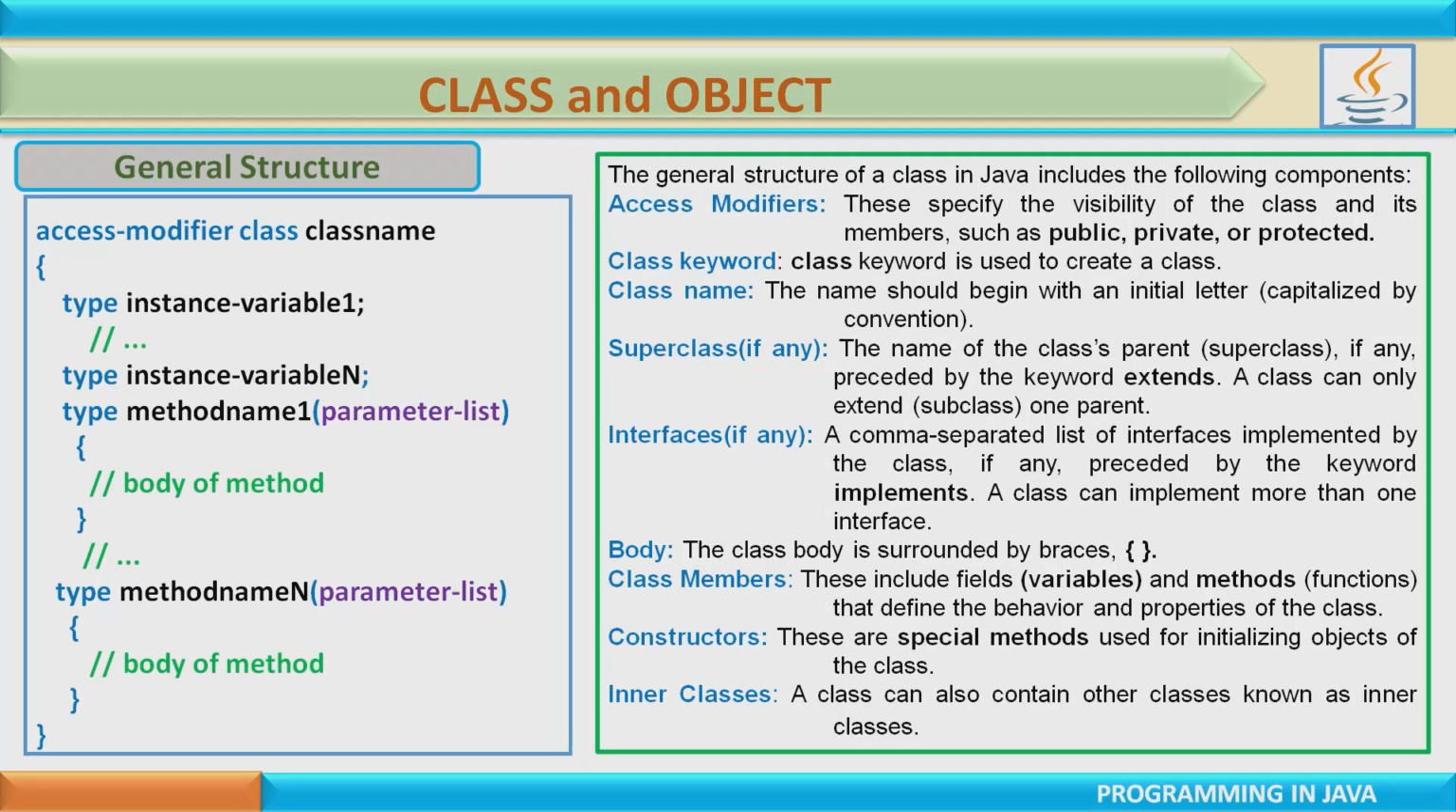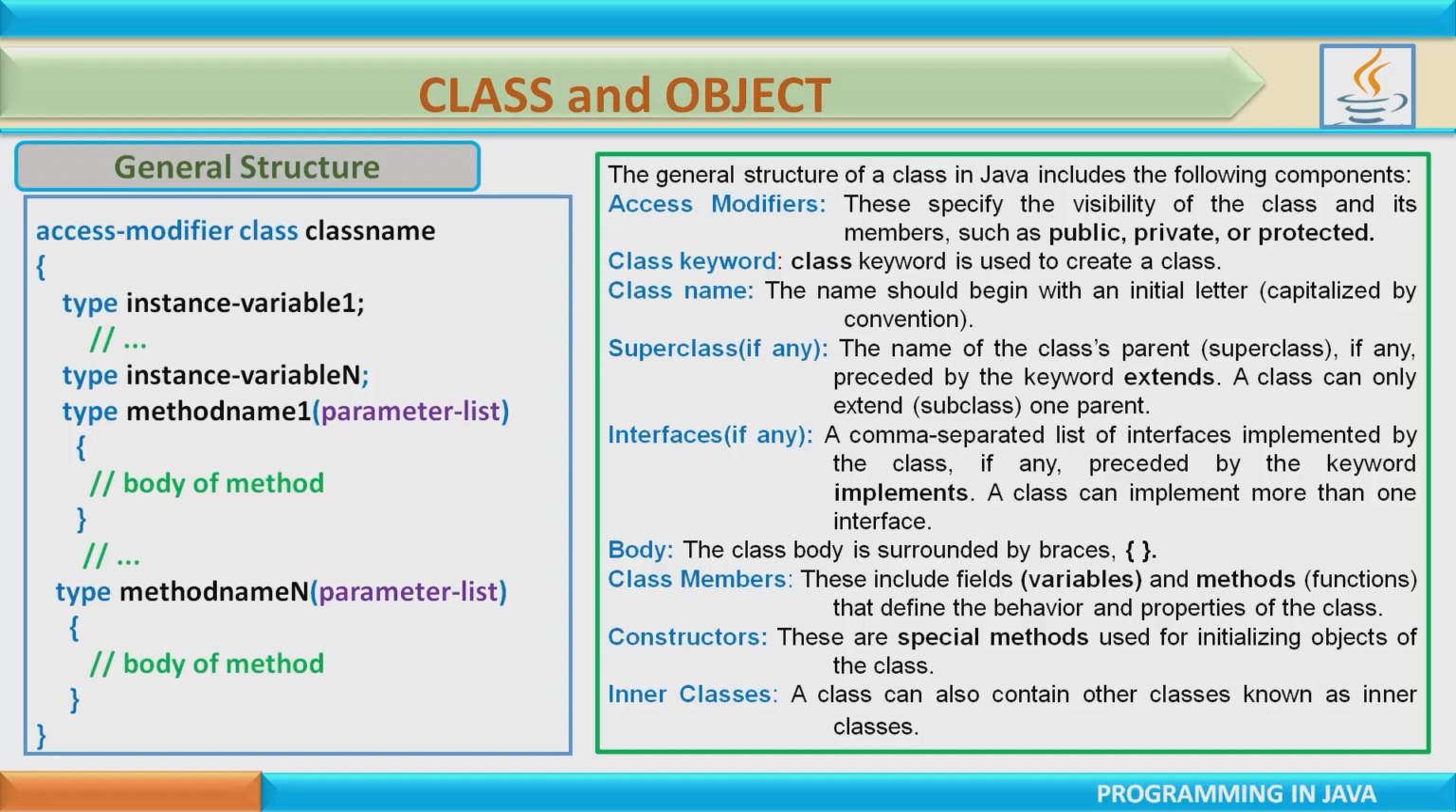Coming to the general structure of the class. First, we have to specify the access modifier, that is the visibility of the class and the members, such as public, private and protected. Next to the access modifier, we have to write the keyword class, that indicates we are going to create the class concept. After the class keyword, we have to give the class name. The body of the class should be placed inside the braces, opening braces and closing braces. All the data members and member functions have to be placed inside the braces.